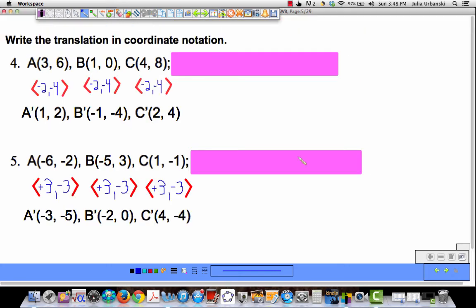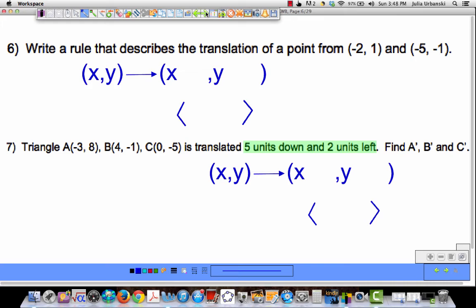And the last two we're going to do here, these are the answers. The last two we're going to do here are similar. Write a rule, this is coordinate notation, this is vector notation, that describes the translation of a point from (-2, 1) to become (-5, -1).